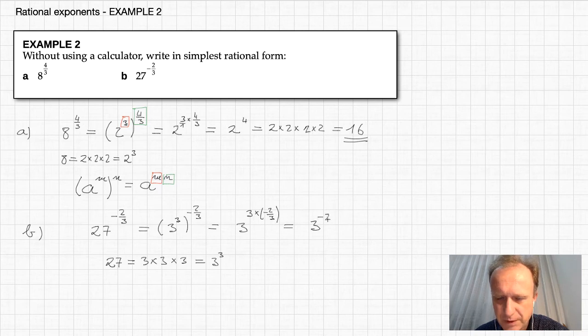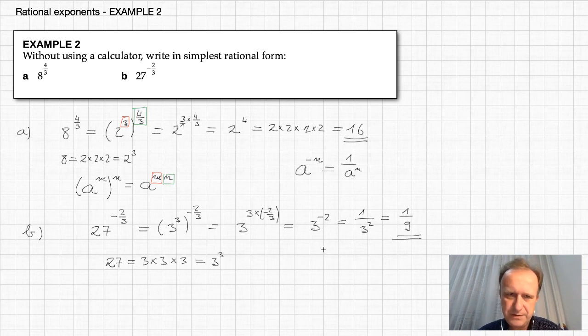Now we will use another law which says that a to the power of minus n equals 1 over a to the power of n, and we can replace it by 1 over 3 to the power of 2. And since 3 to the power of 2 is 3 times 3, which is 9, the answer here is 1 over 9. And this is the correct result. You can use your calculator to check this out. If this is really so, use the function which you have on a calculator and you can calculate that easily.